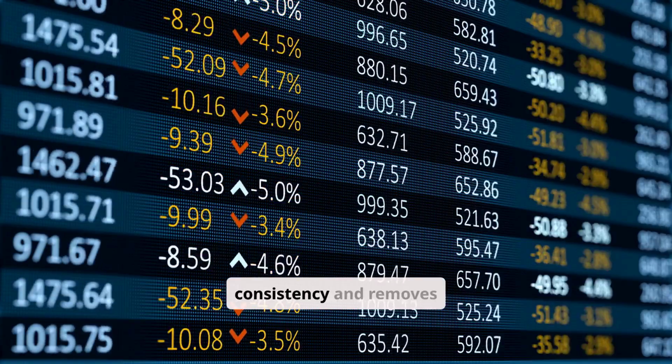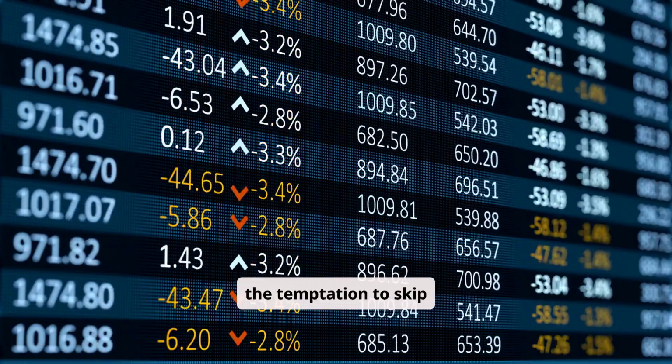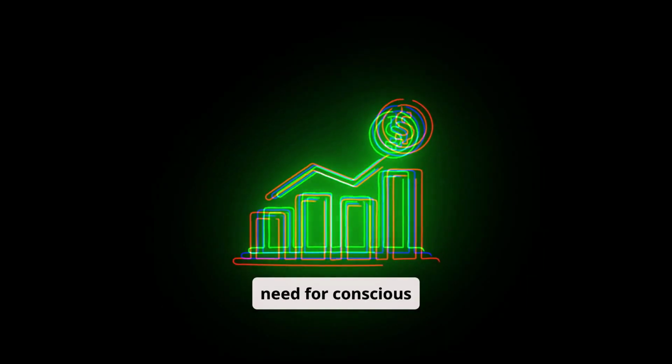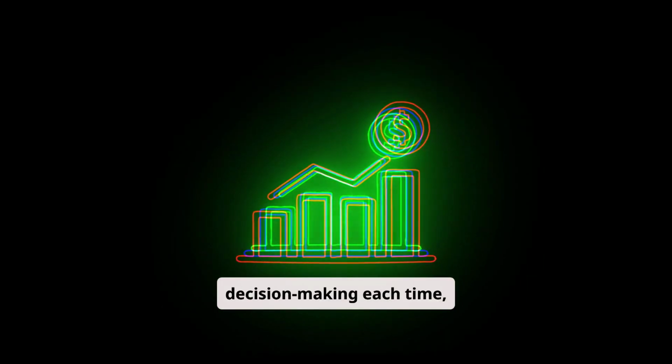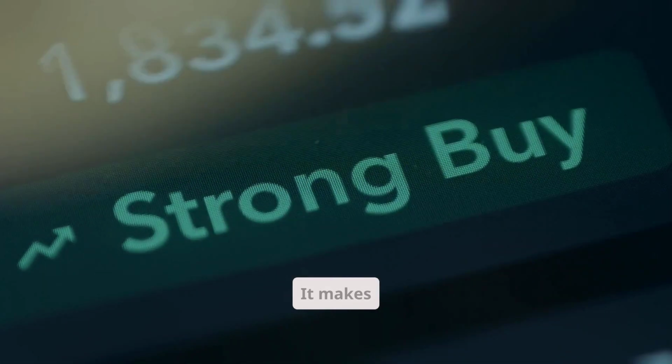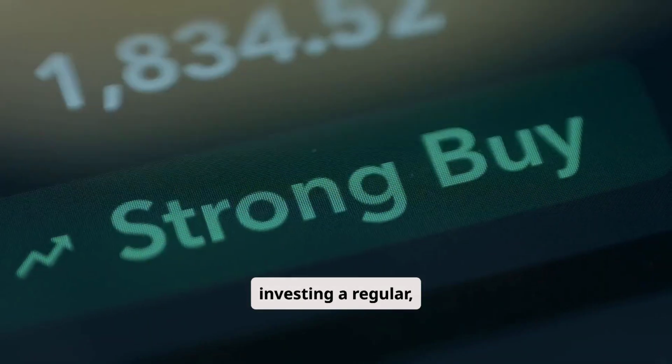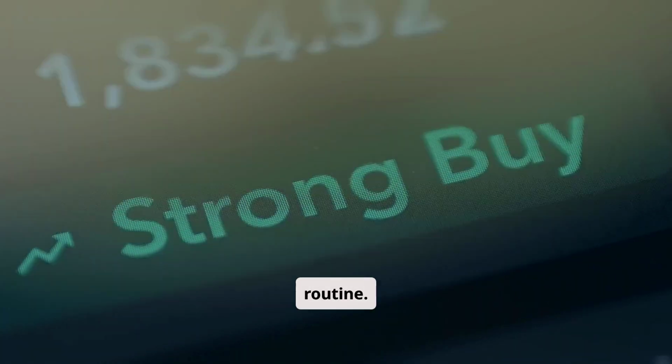This ensures consistency and removes the temptation to skip investments. Automation removes the need for conscious decision-making each time, reinforcing the disciplined approach. It makes investing a regular, effortless part of your financial routine.